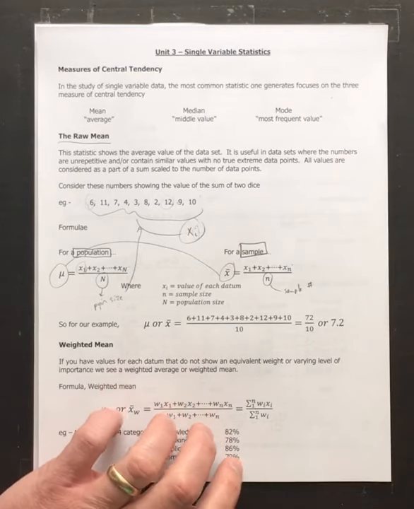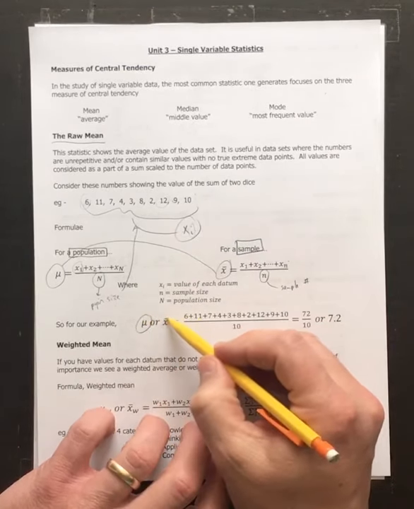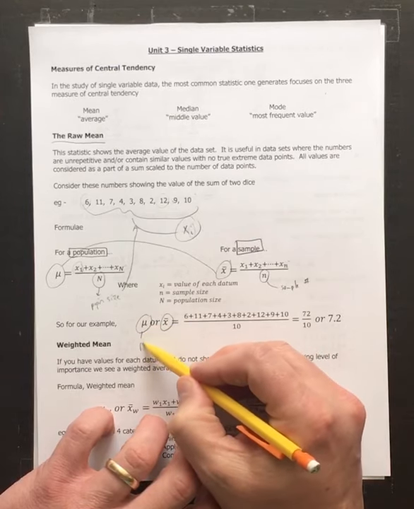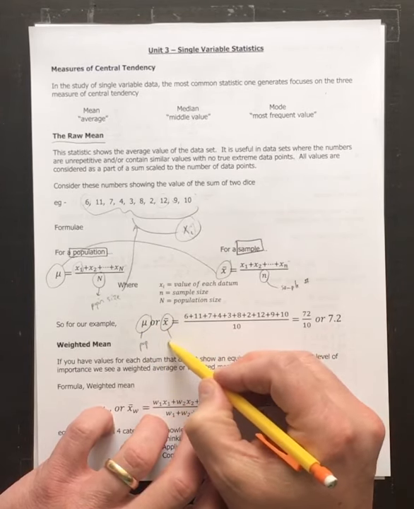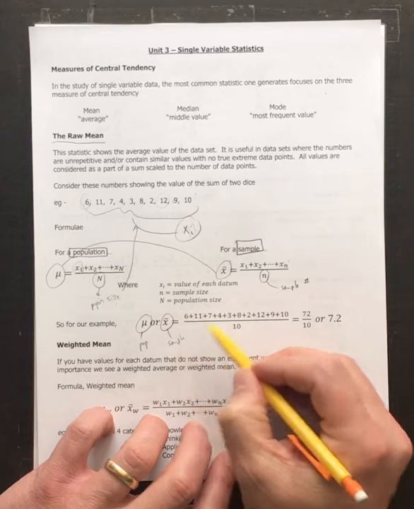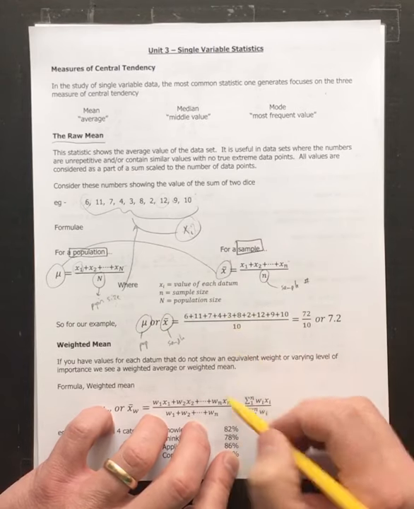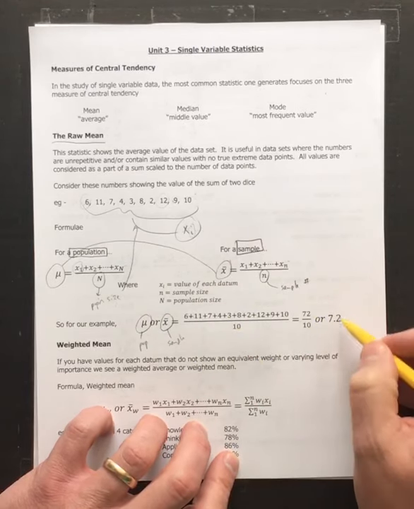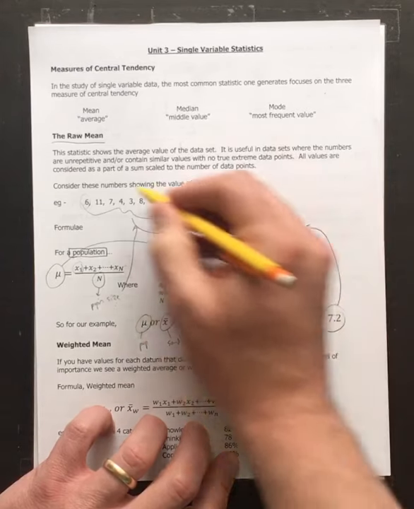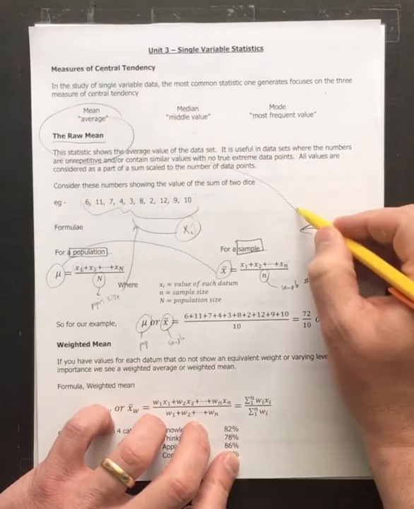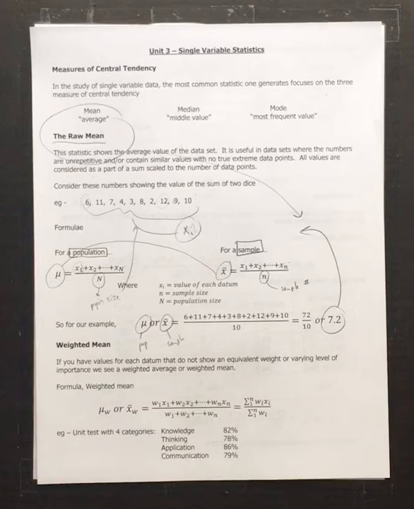The nice thing about it is that the take-home message, either mu or X bar, for a population or for a sample, is all of the values added up divided by 10, which is 72 divided by 10, or 7.2. That is what we would call my raw mean. Okay, 7.2. Very simple, very straightforward. The mean that you're used to, even from grade school, and that you calculated.